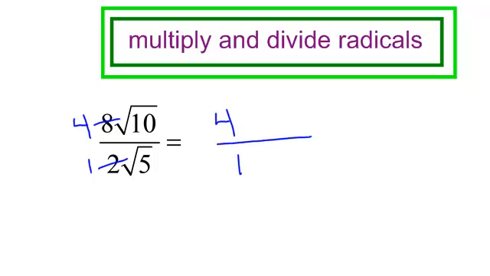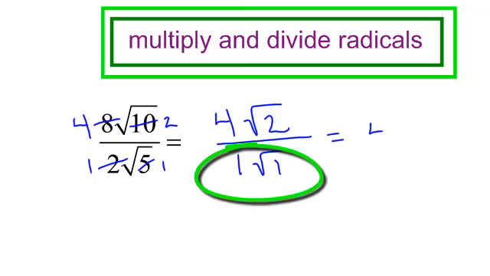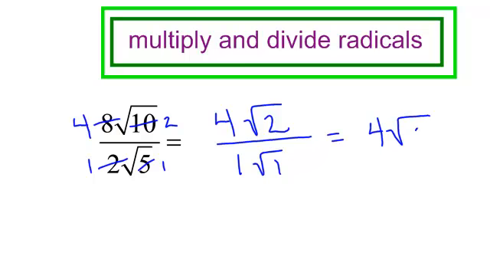And we have radical 10 over radical 5. Yes, those will reduce too. 5 will go into both of those. 5 will go into 5. 5 will go into 10 2 times. In the numerator, I have radical 2. In the denominator, I have radical 1. Well, radical 1 is just 1. And 1 times 1 in the denominator is just 1. My answer is 4 radical 2.